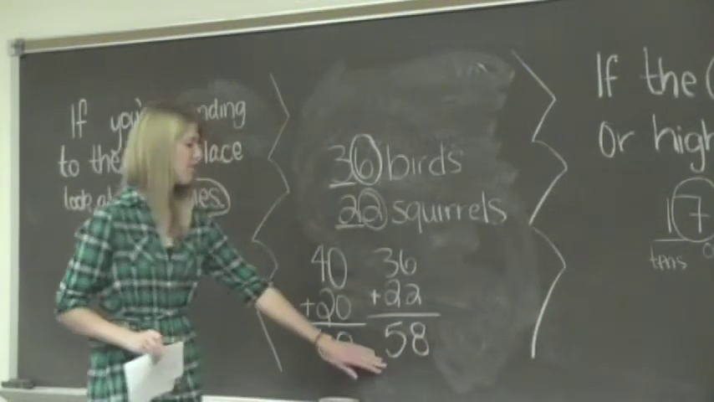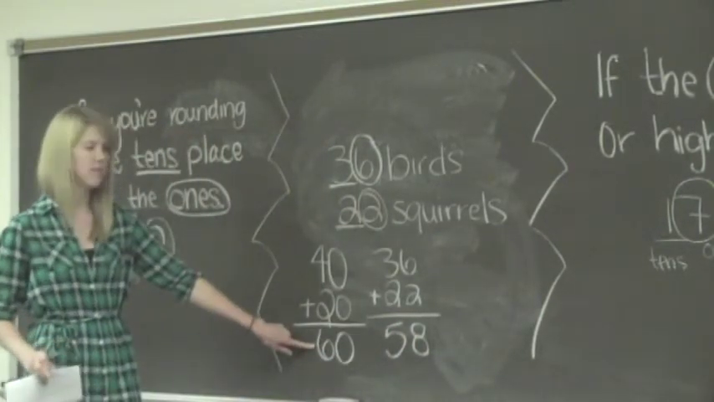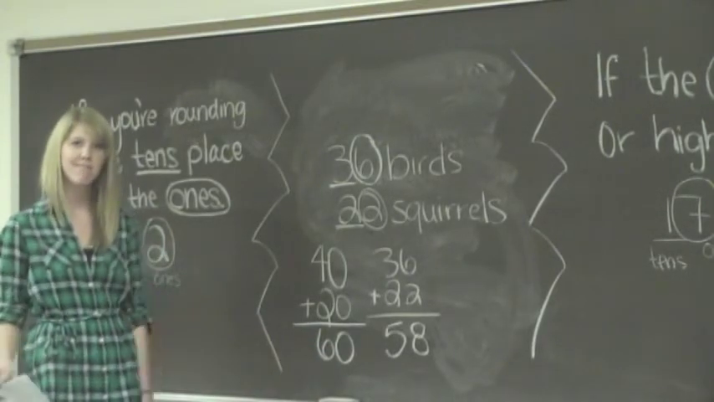So he took about 60 pictures altogether, and if we were to add our exact numbers together, he would have actually taken 58 pictures, but we rounded it up to 60. That's rounding.